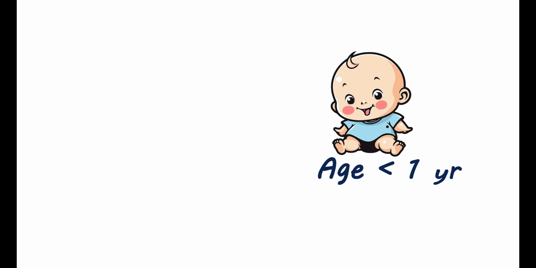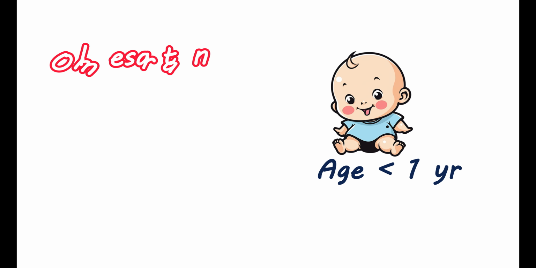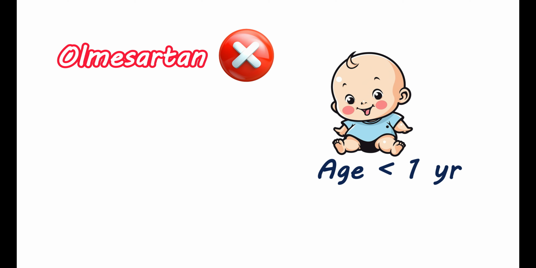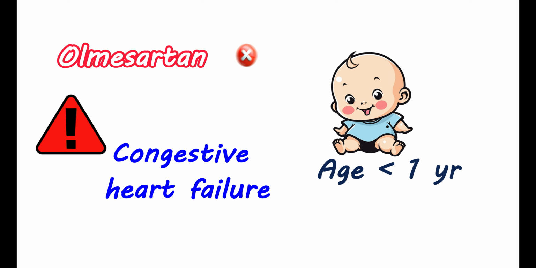In children of age below 1 year, olmesartan is not recommended. Since it acts directly on the renin-angiotensin-aldosterone system, it can have adverse effects on the development of immature kidneys. Olmesartan should be used carefully in congestive heart failure or during surgery or anesthesia.